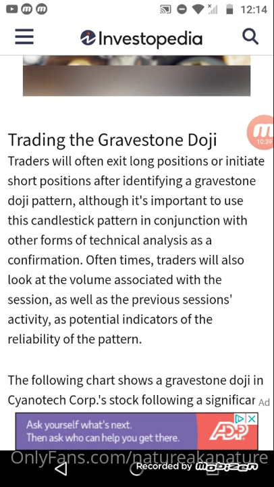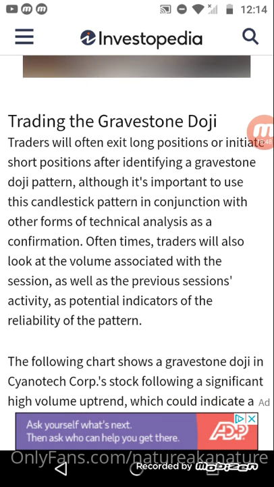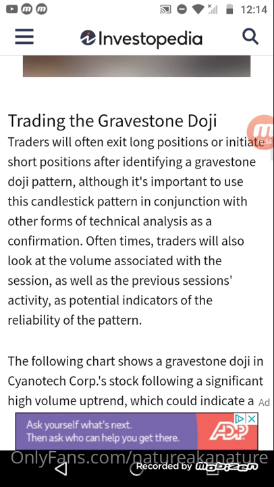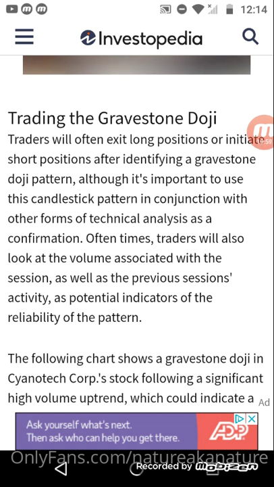Oftentimes traders will also look at the volume associated with the session. You got to identify the trend, see what direction it's going in, if it's an uptrend, a downtrend, or consolidation right now. So there are a lot of things we need. With technical analysis, the first thing you have to do is identify the trend and see what direction it's going in.